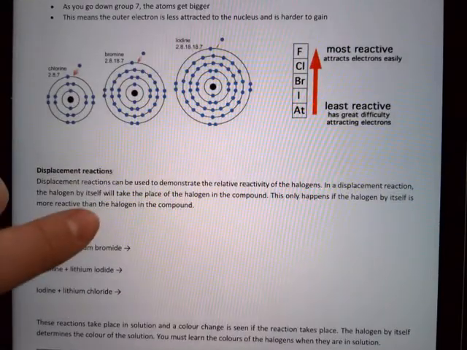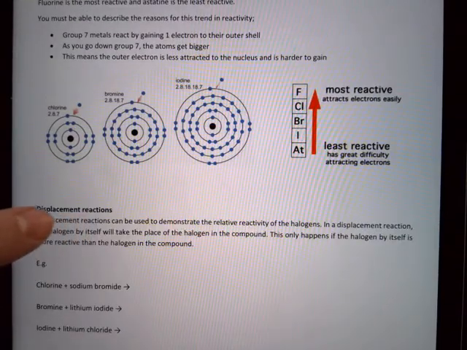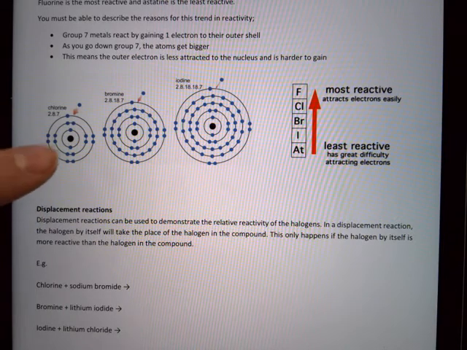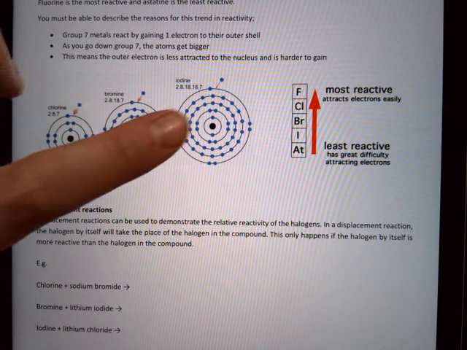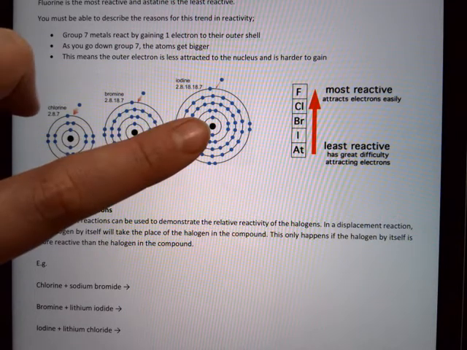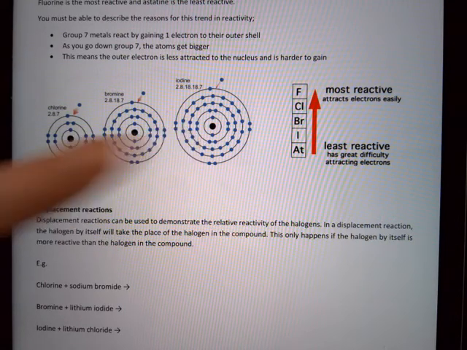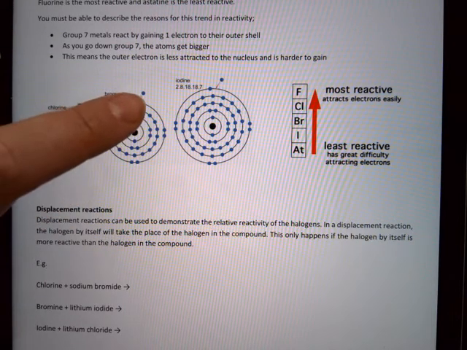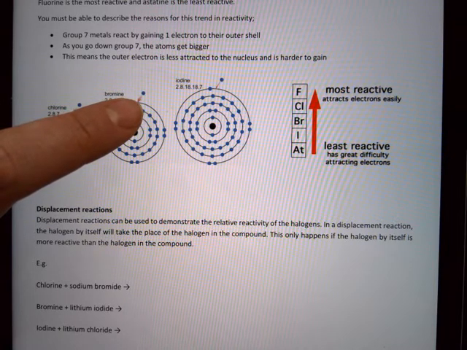As well as physical properties, you'll have to be able to describe the chemical properties. And again, you need to know the trend. So unlike the alkali metals, the halogens get less reactive as you move down the group, and you need to be able to explain why. So I've drawn out chlorine, bromine and iodine here, and you can see as you move down the group, they get bigger. The halogens are all trying to gain 1 electron into their outer shell.